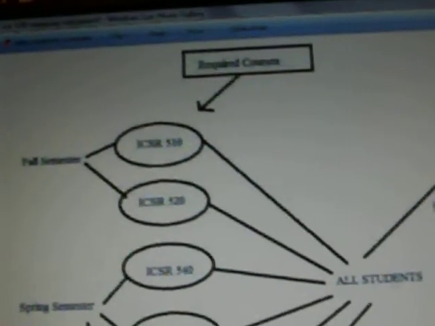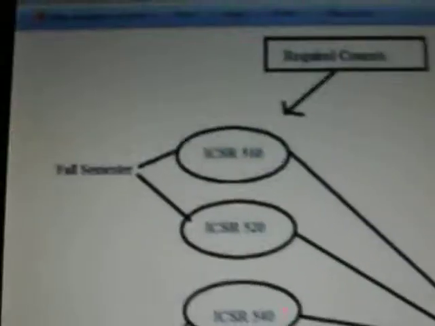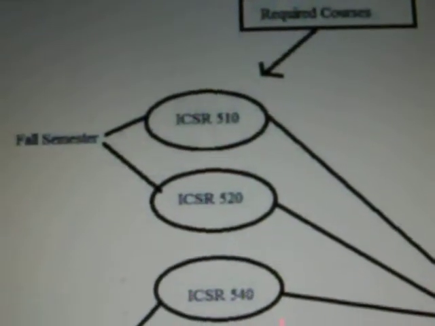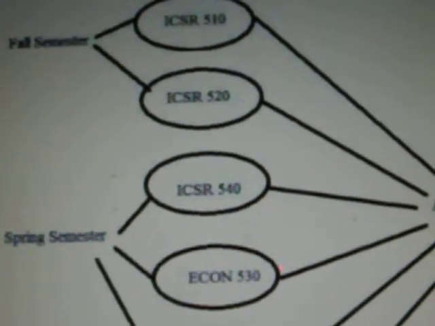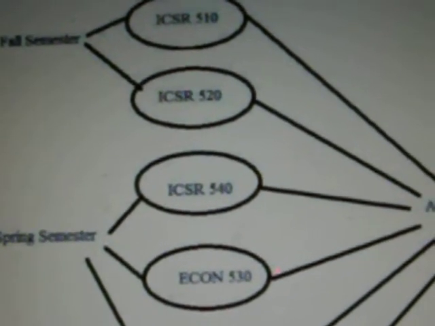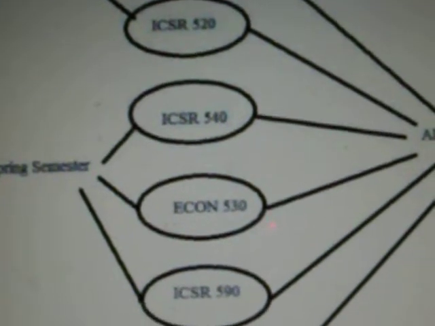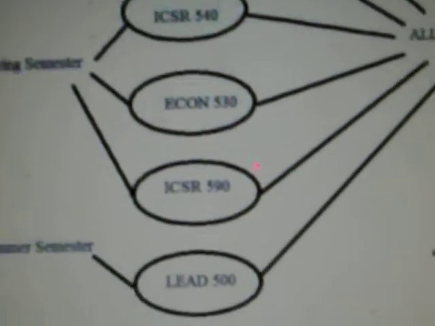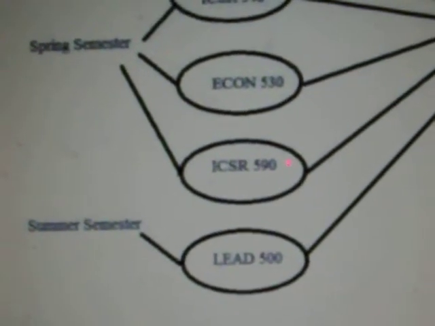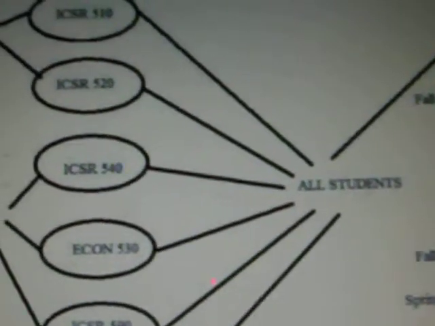I did kind of a breakdown of what we're required to take for the program. So we have got ICSR 510 and 520, which are offered in the fall semesters. ICSR 540, Econ 530, and ICSR 590 offered in the spring semester. And then we've got Leadership 500 offered in the summer semester. So kind of breaking that down, these are the things that all of the students are required to take.